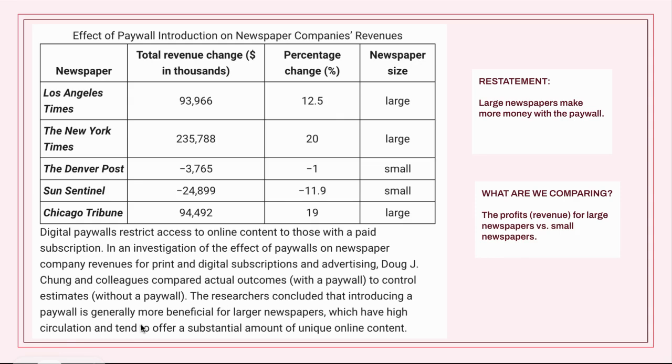So, the only way to do that is to compare a large newspaper to a small newspaper and the revenues for each. So, again, I don't need to understand everything that a paywall is, I don't need to understand everything about this chart. I just need to know that large papers make money, small newspapers maybe don't make money or make less money.